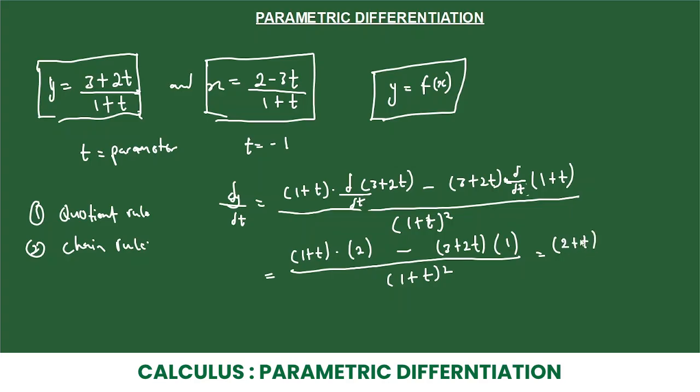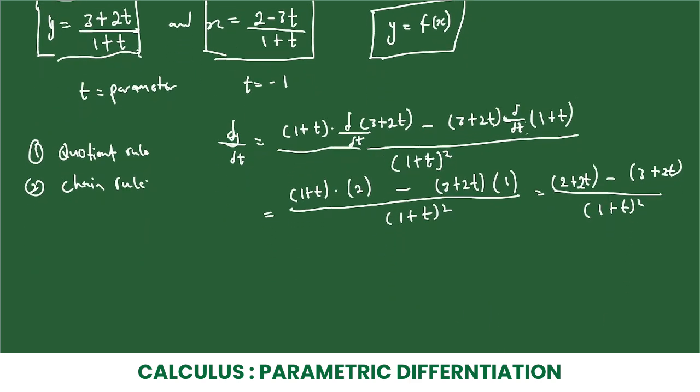So this is going to give us 2 plus 2t minus (3 plus 2t), all over (1 plus t) squared. So let's simplify the numerator further. So I'm going to have 2 plus 2t minus 3 minus 2t. So this is going to cancel out with this.